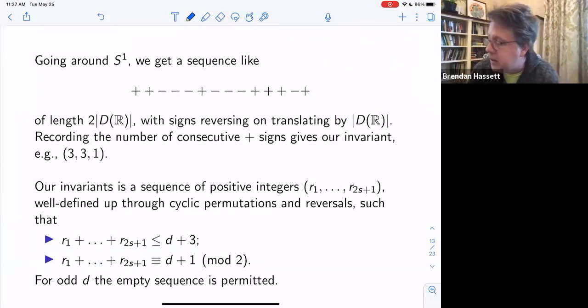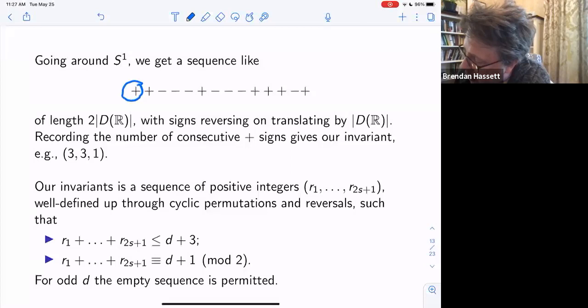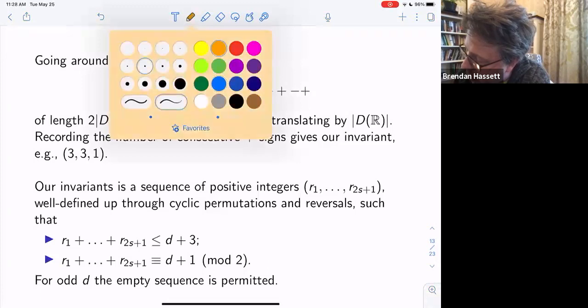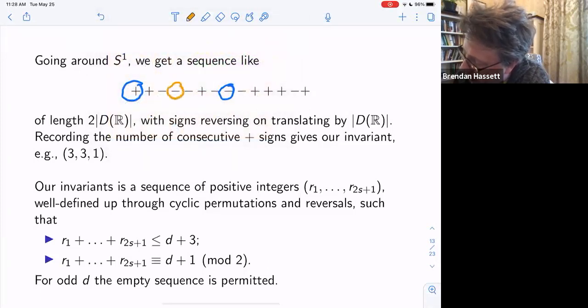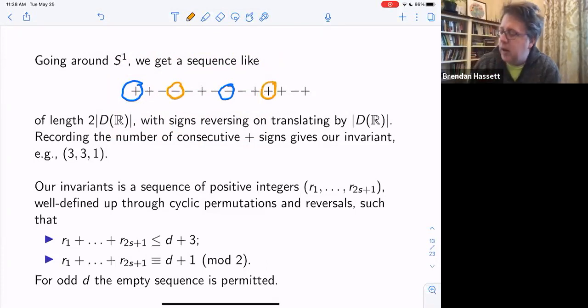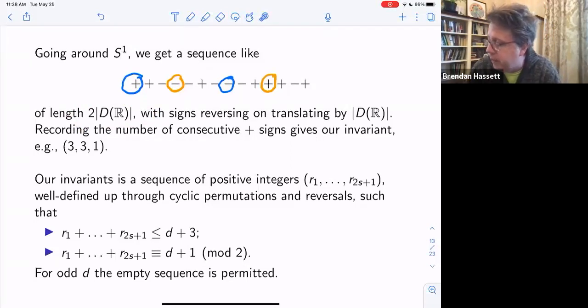So pluses and minuses. The key thing I want to emphasize here is that antipodal points have opposite sign changes. Here are the first ones. So these have opposite sign changes, or this and this have opposite sign changes. And so I get a length of sign changes twice the cardinality of the real points of the discriminant. This basically tells you how things vary over the circle.